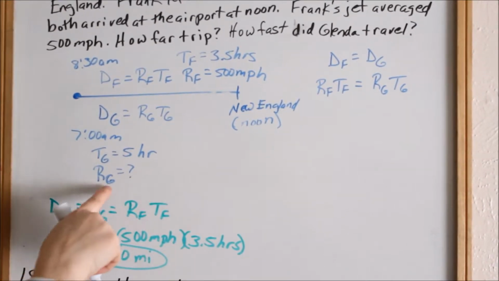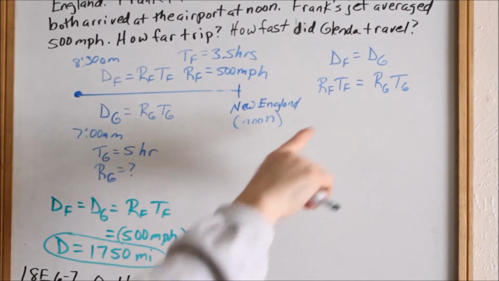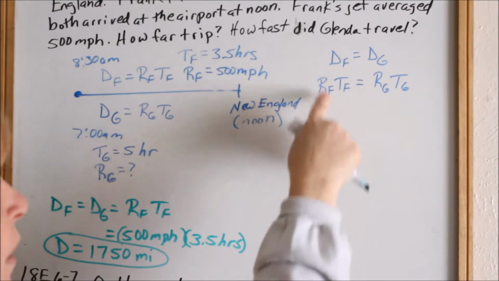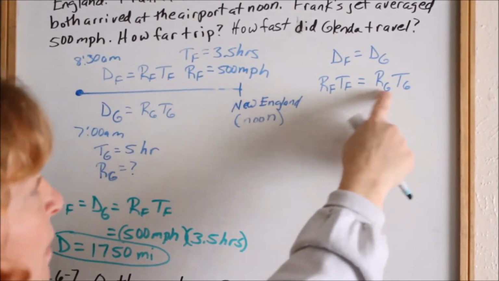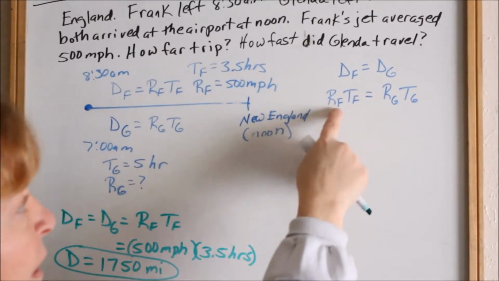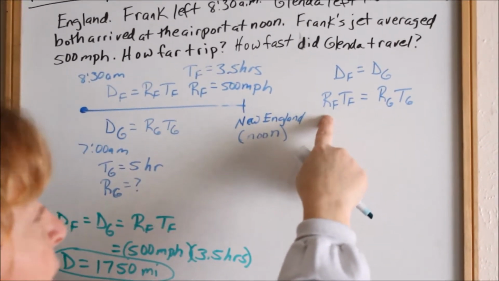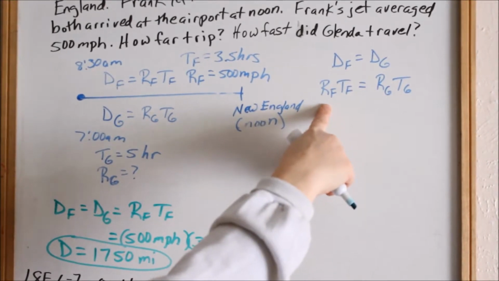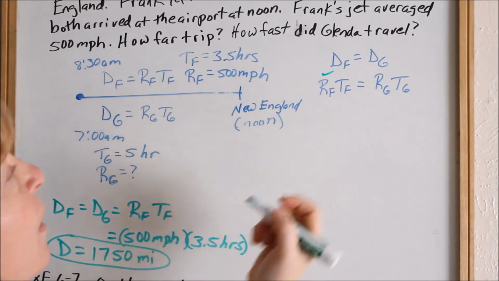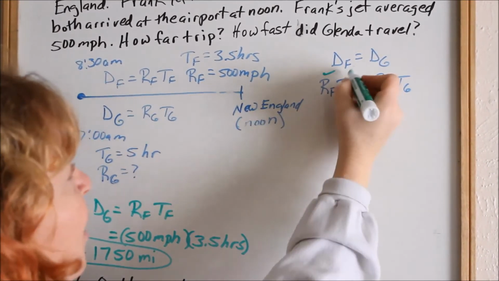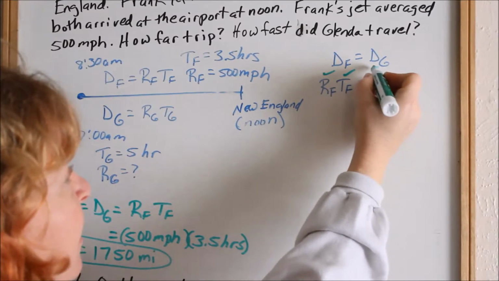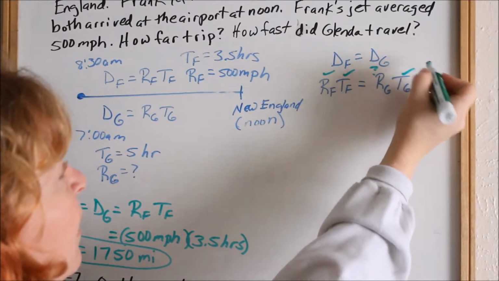Okay, to figure out Glenda's rate, a little bit more involved. We can go back over here to this information. We know that their distances are equal to each other. Therefore, we know that their rate times time is equal to each other. All I did was, instead of putting Frank's distance, I put rate times time. So now let's go back to our information that we have and fill it in. Here's what I like to do. We know Frank's rate, we know Frank's time, we don't know Glenda's rate, that's our question mark, and we know Glenda's time.